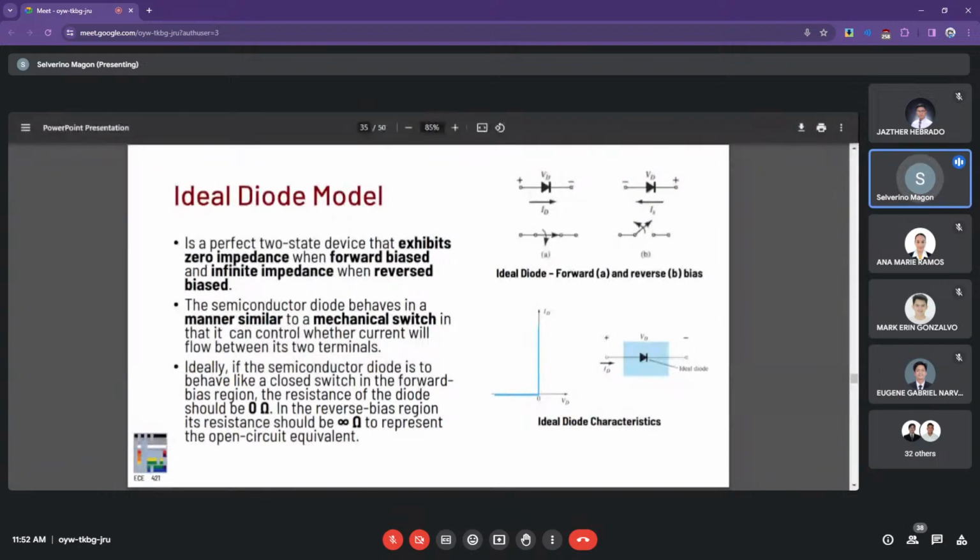All right, so in the case of the ideal model, we just consider the two states of the diode as the on and off conditions. So an ideal diode is just approximated by an open and closed switch. That's it, plain and simple. The resistance value for the ideal diode in a forward condition is zero, in reverse it is infinite.